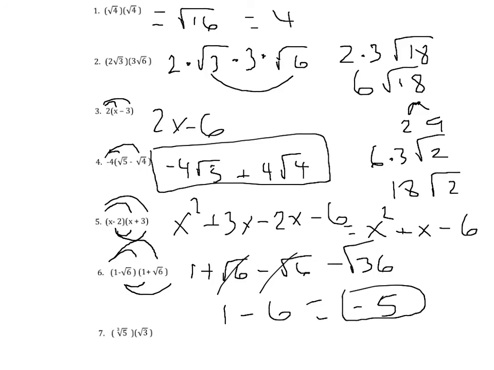And then number 7, I just wanted to show you an example of if the indexes are different. If it's not square root of 2, if it's cube root times the square root where the index is indicated to be 2, then you cannot multiply those unless they have the same index.